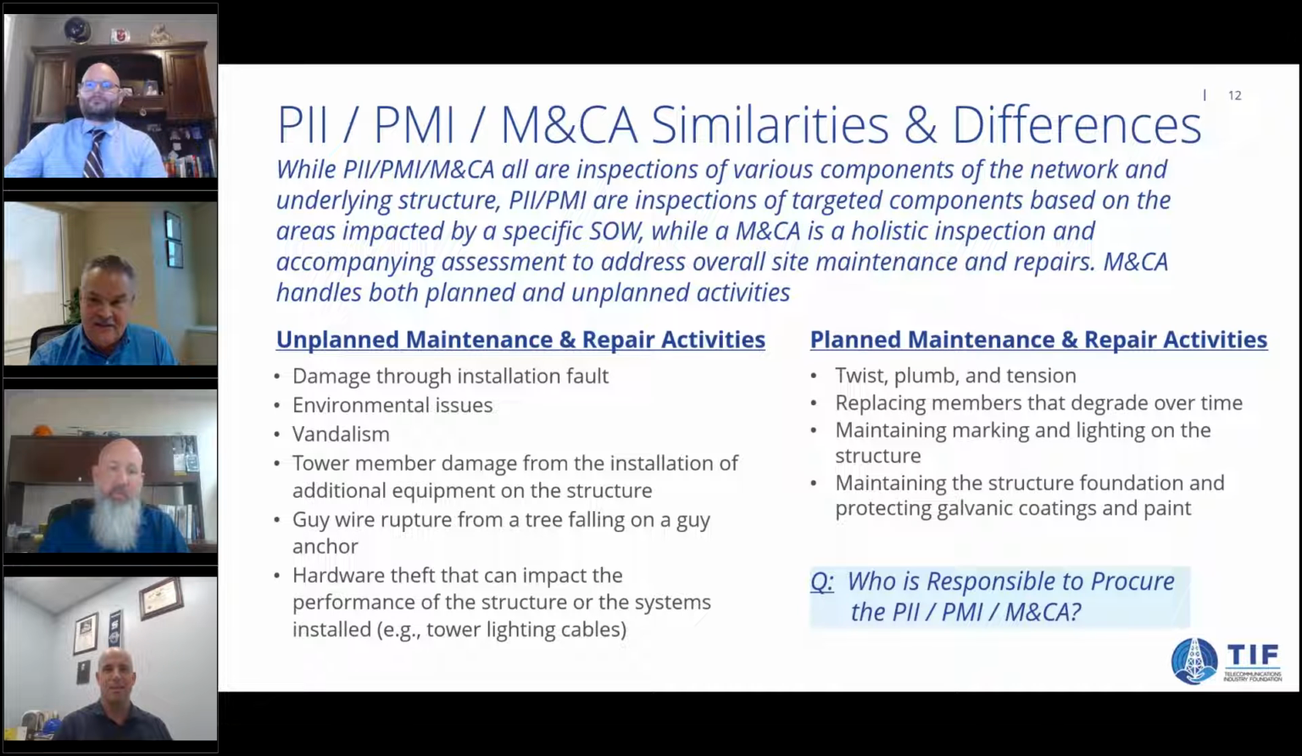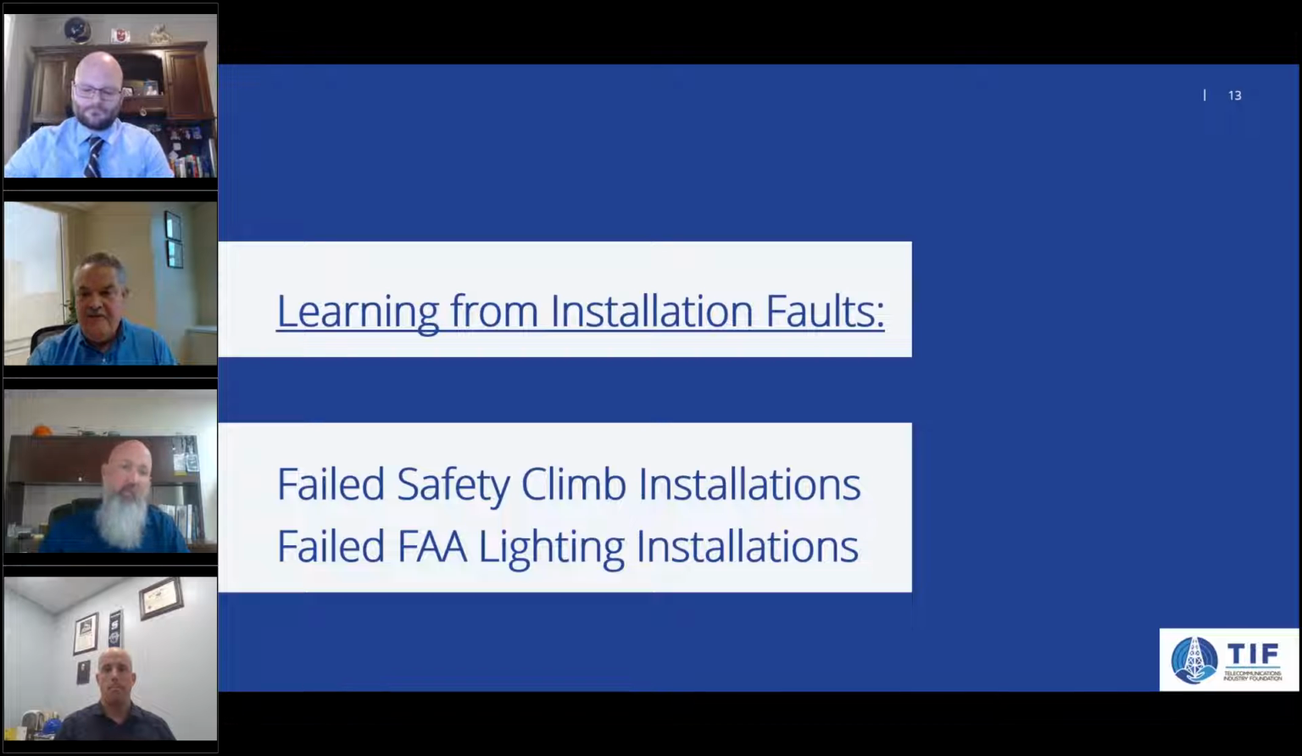All right, so let's get on to some of the more interesting photos that we have here. Some of our best lessons are learned from our mistakes, right? So the key takeaway is to learn from them and make changes so we don't repeat them. The following slides are some examples of things that didn't go quite according to plan. These provide valuable lessons for all of us as a team to make sure that our networks are running smoothly and safely. We'll first go over failed safety climb installations and some failed FAA lighting installations.